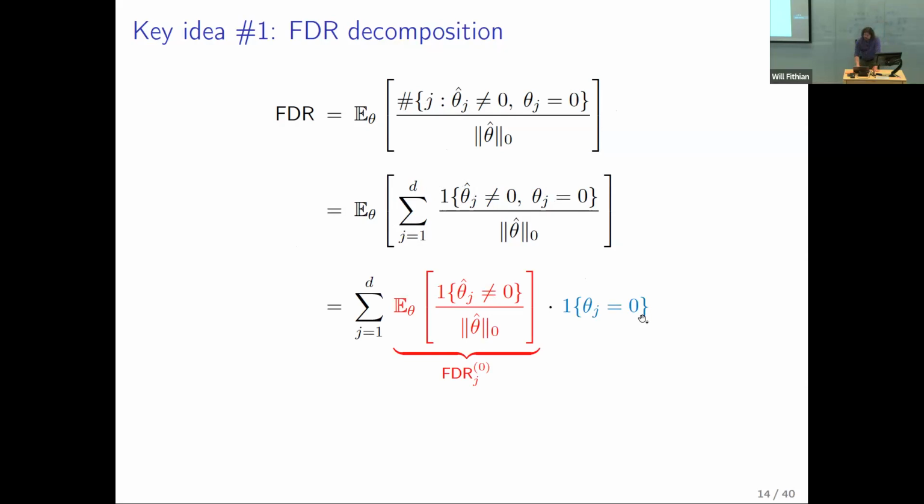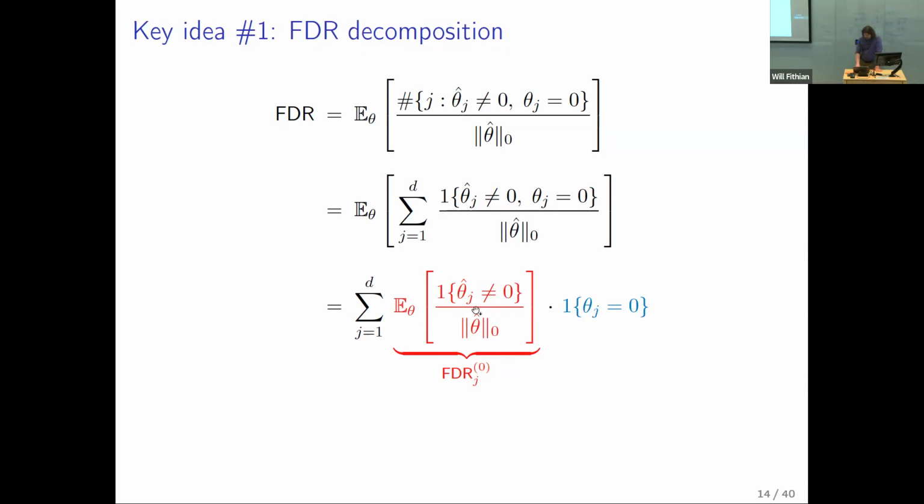So the key part that depends on the data for each term is the expectation of the indicator that variable j is selected, divided by the number of rejections. I'm going to call this FDR 0 of j. This is the FDR contribution of variable j if it's null. There's only a contribution if j is null. If j is non-null, it doesn't contribute anything to the false discovery rate.